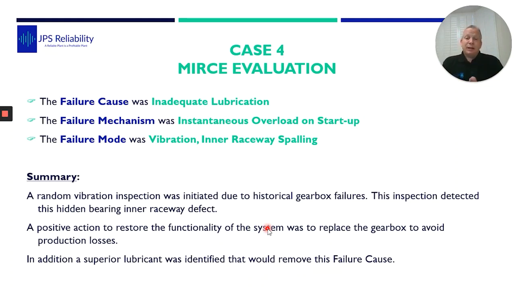Well, positive action was put in place to restore the functionality of the system. So we did a control change out. They changed it before it failed and had a functional failure. The system could still carry on, produce X amount of product to the customer, and it did not affect the business. In addition, we suggested using a superior lubricant.